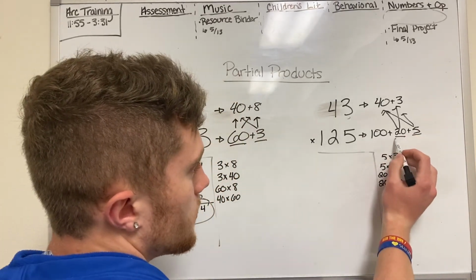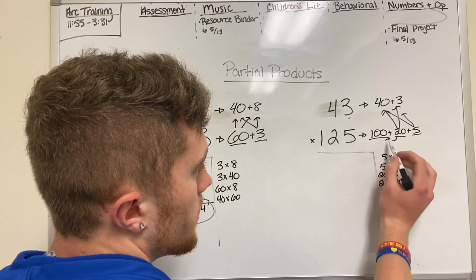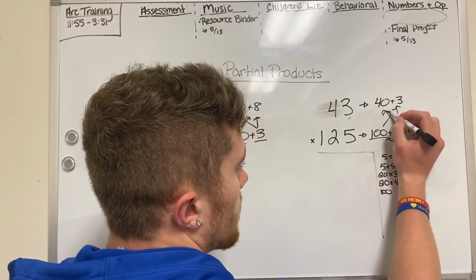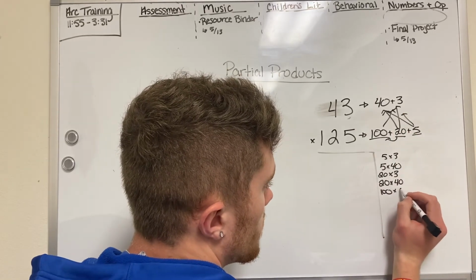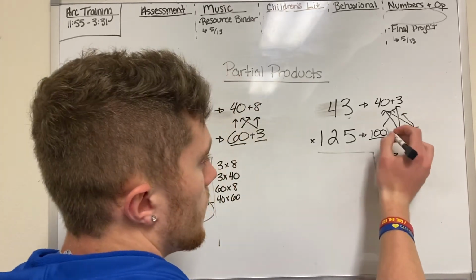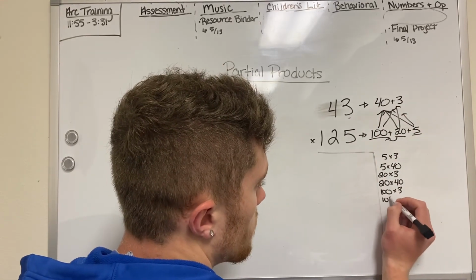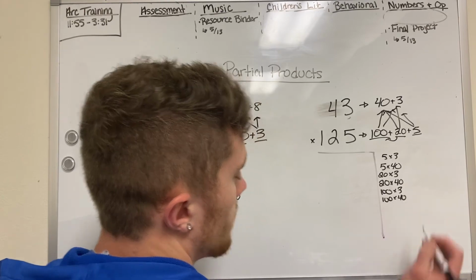Now that we've got the tens place, we move on to the hundreds place. We have 100 and we're going to multiply that by the ones place of the top factor. So we have 100 times 3. And lastly, we have 100 times the tens place, which is 40. So 100 times 40.